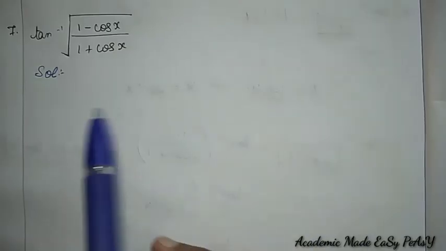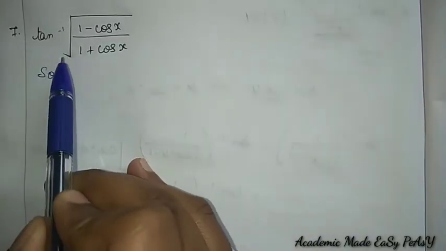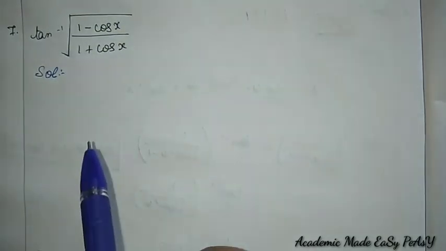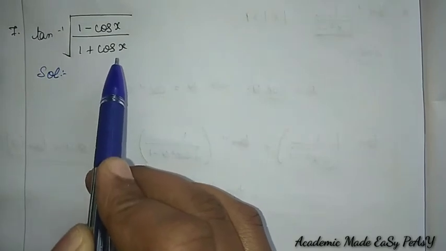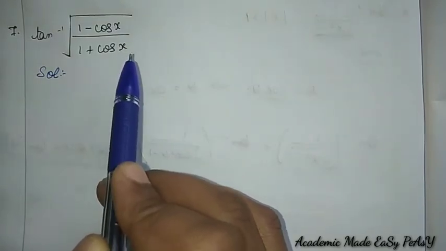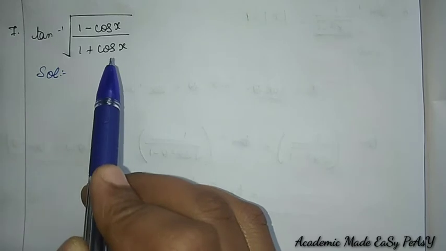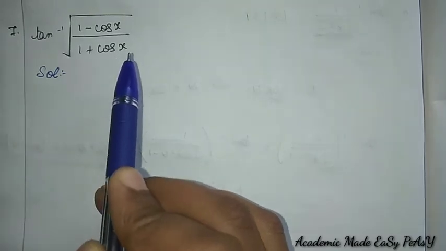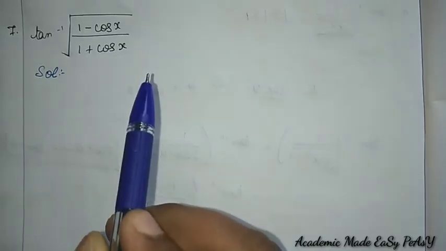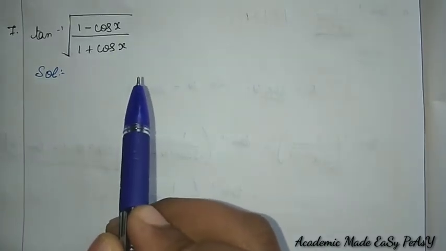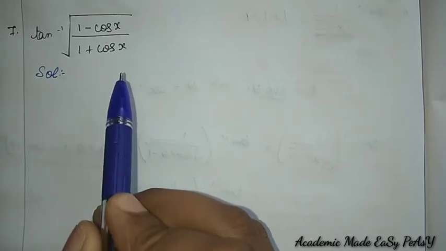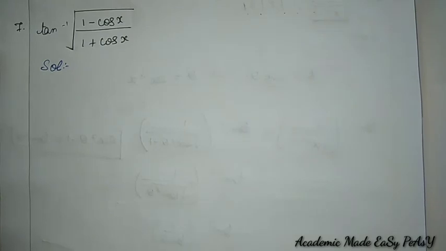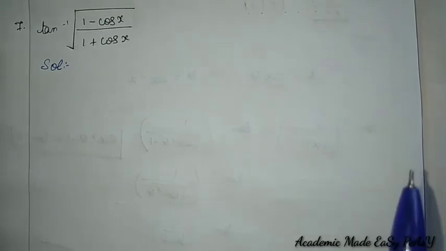Over. Question 7. Tan inverse of root of 1 minus cos x divided by 1 plus cos x. Here, as we did for the previous sums, we can't just substitute the value for x, because it is in the form of cos x. That is not possible. So now we have to check which formula we can use to simplify. We have to be very thorough with the properties that I gave you.